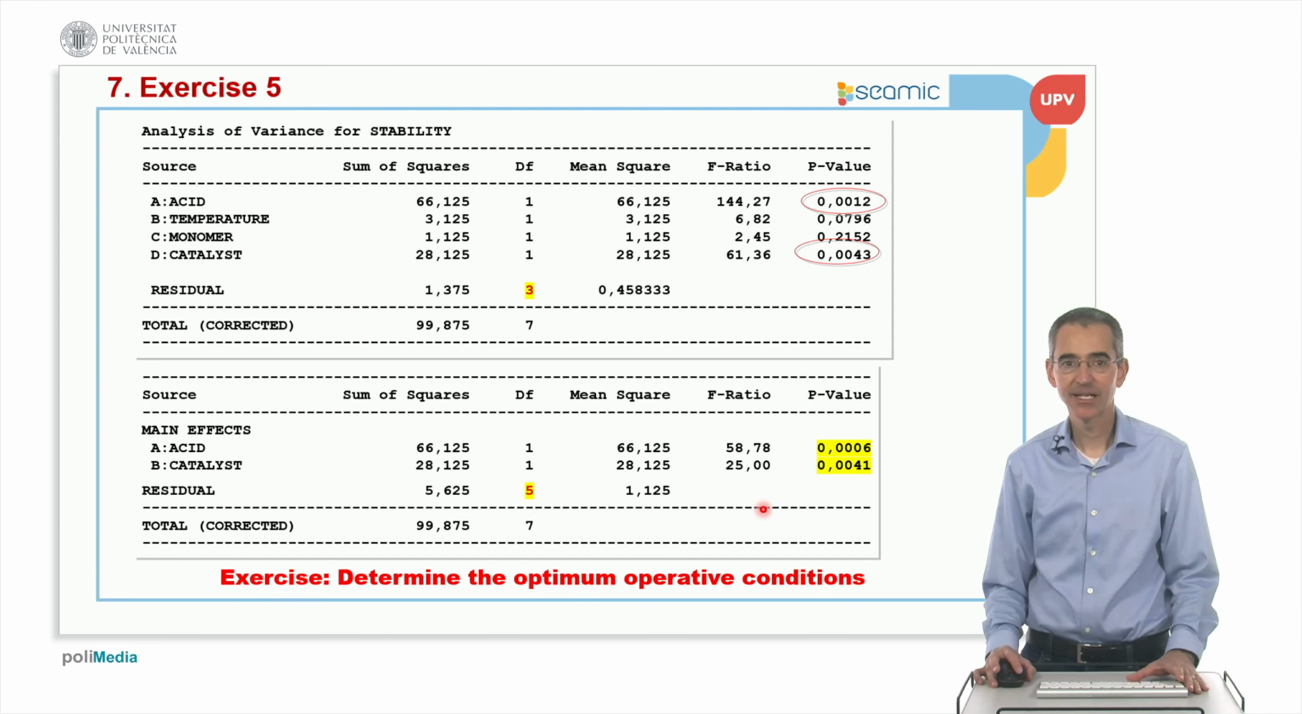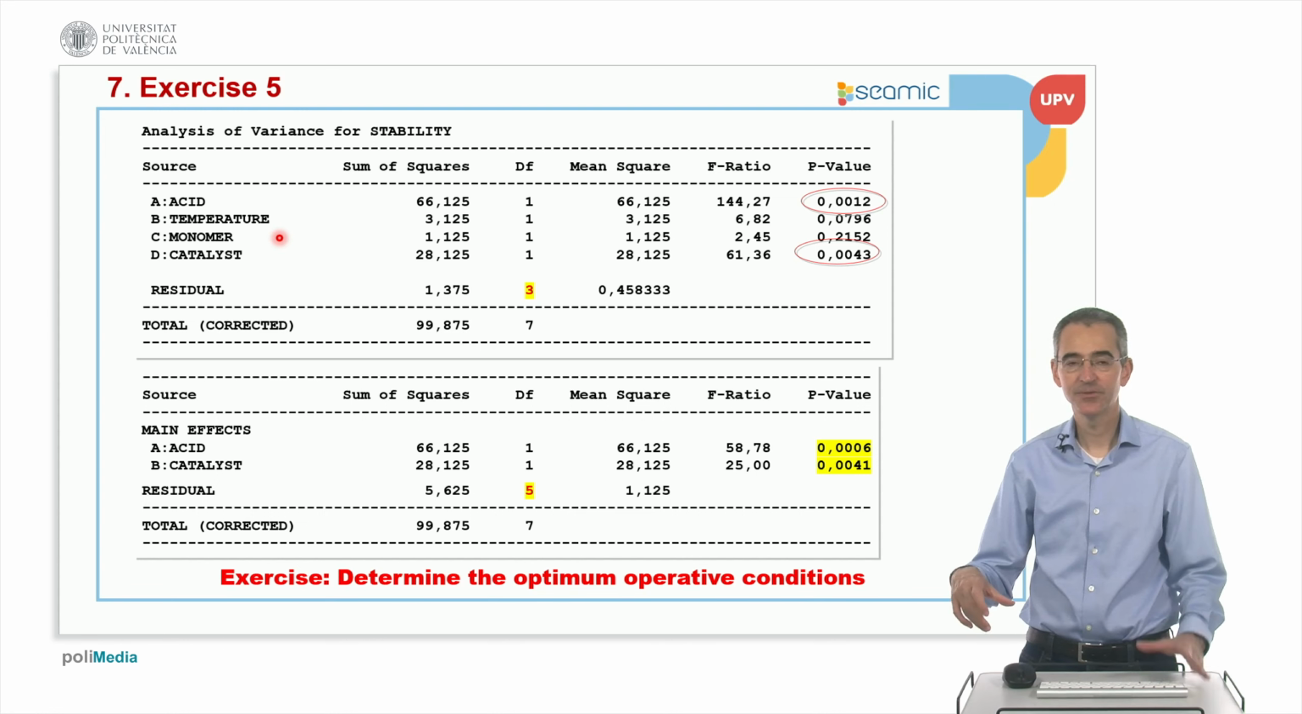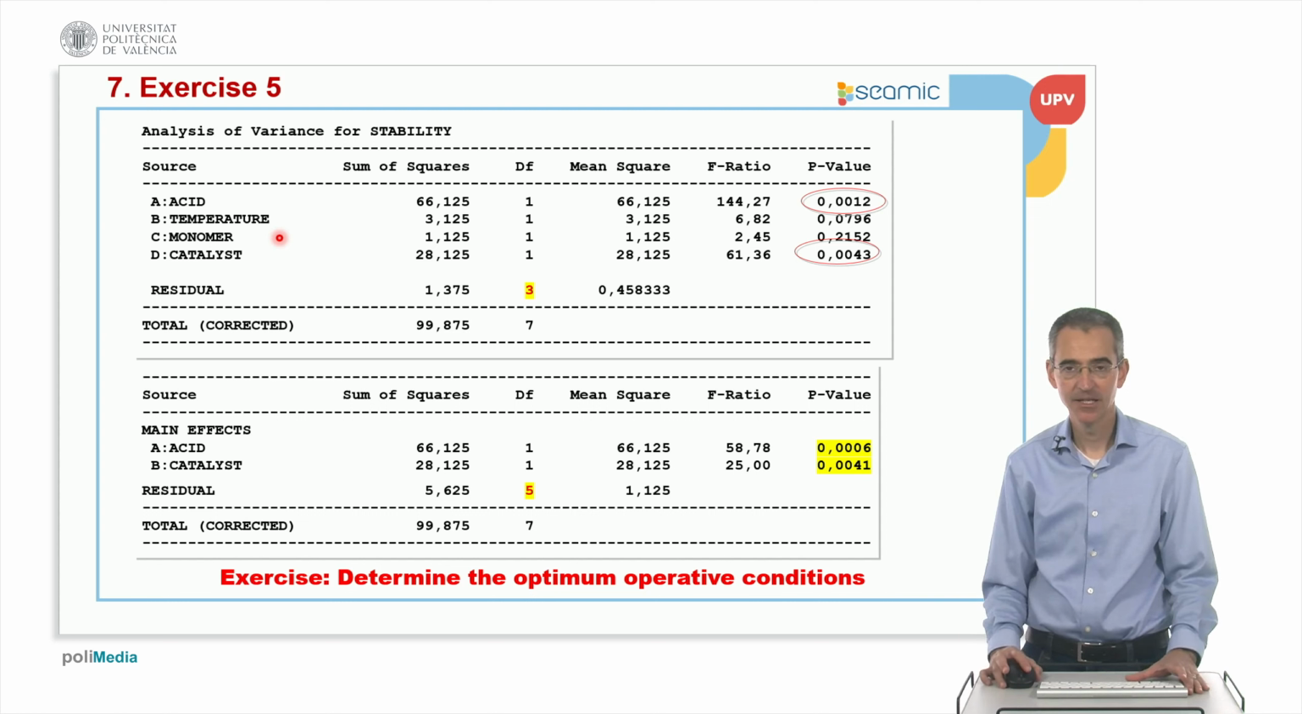Okay, so now I leave you as an exercise how to determine the optimum operative conditions. You have to decide which concentration of acid to use and which type of catalyst. For temperature and monomer, it doesn't matter. Probably it would be more convenient to use the lower temperature and maybe the lower concentration of monomer, but that would be for technical reasons, but not statistically.